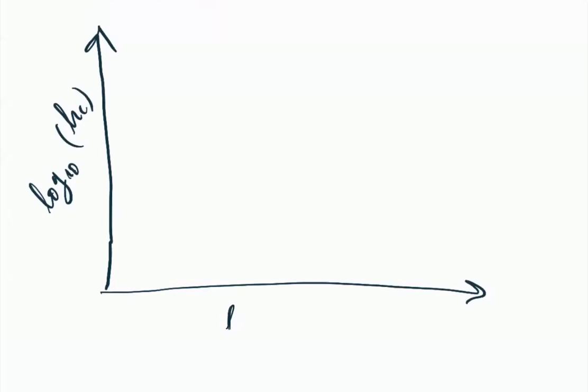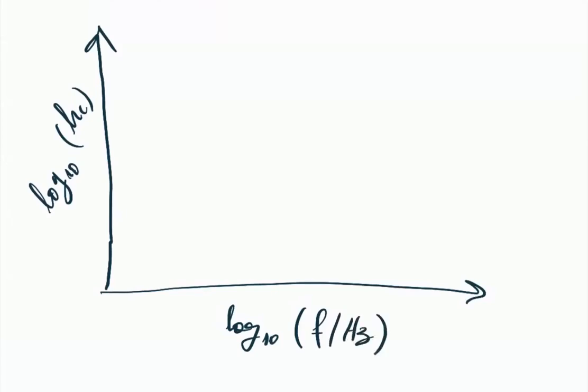I'm going to start with a diagram. These are two axes, right? And over here, I'm going to write, this is going to be in log scale, base 10, of a quantity which I'm going to call HC. Over here, also in log 10, I'm going to show you the frequency in hertz.